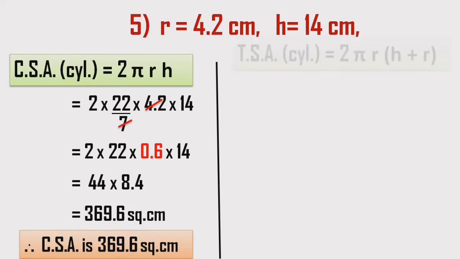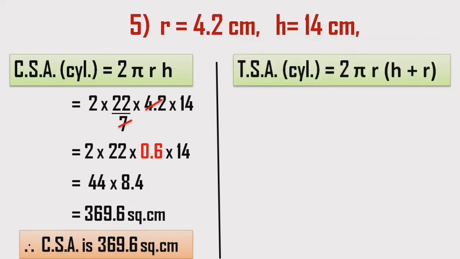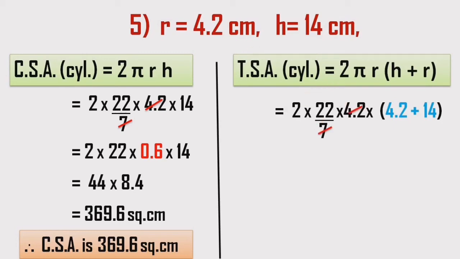Now let's find the TSA of the cylinder. Mention the formula: 2 pi r in bracket h plus r. Substitute the values in it. Again we can strike out 4.2 and 7. That gives the answer 0.6. Okay. And in the bracket, 4.2 plus 14, that means 4.2 plus 14.0. That results in 18.2. Right?